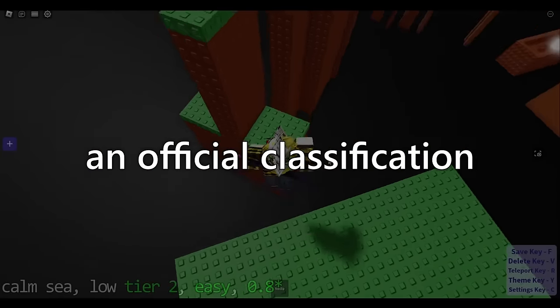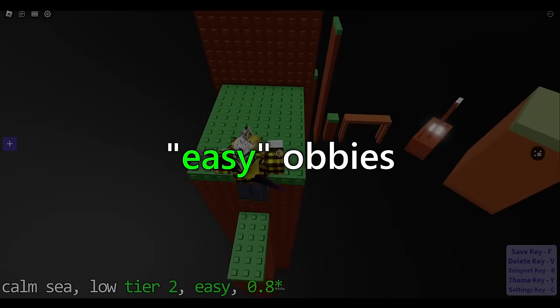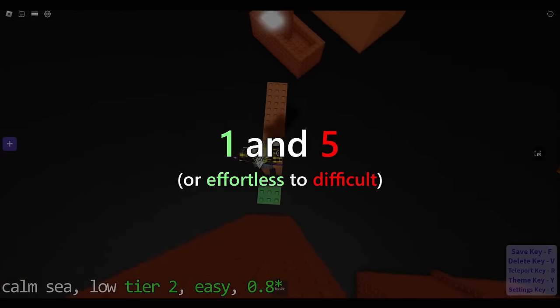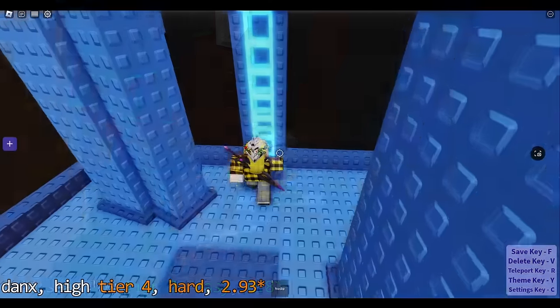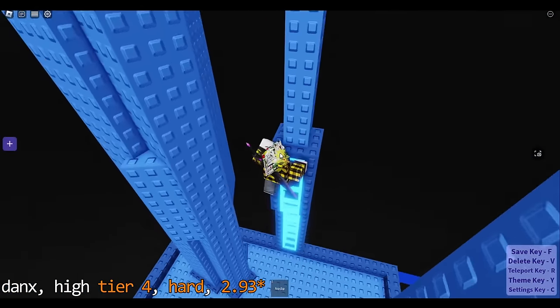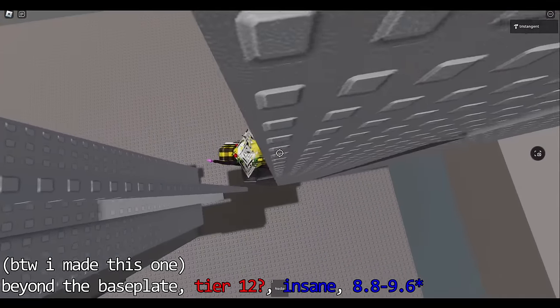So this isn't an official classification by any means, but I would rate the easy obbies between tiers 1 and 5, or effortless to difficult or so. These are the obbies that the average player can realistically do without needing insane camera control, which is precise camera movement basically, and know-how for stuff such as truss flicks and ladder flicks, and things like that.